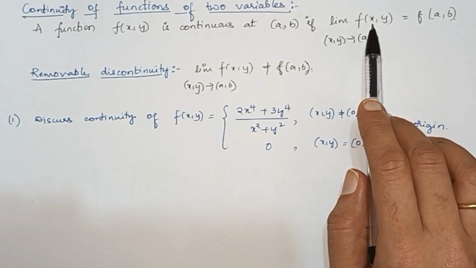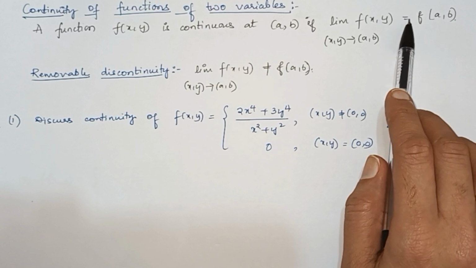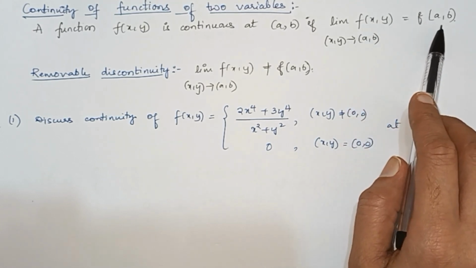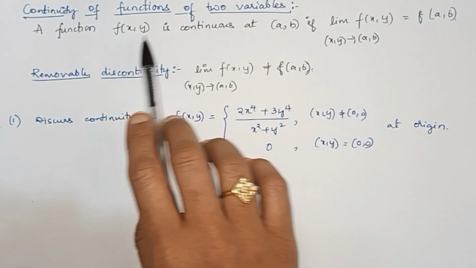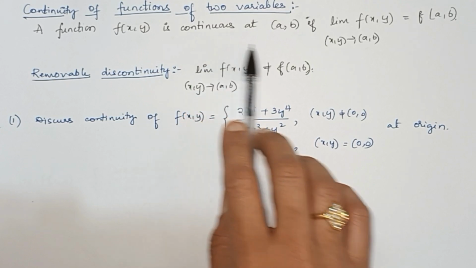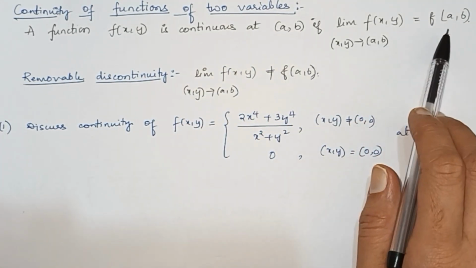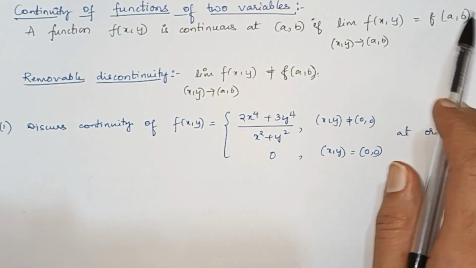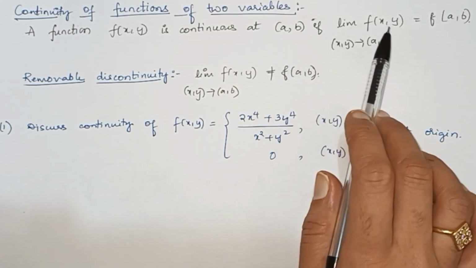If that limit exists, then you have to check the value of the function at the point (a, b). If both the limiting value and the function value at the point (a, b) are equal, then we say that the given function is continuous at the point (a, b). Now, if this definition is not satisfied, then we call such a function discontinuous at the given point (a, b). There are different types of discontinuity.